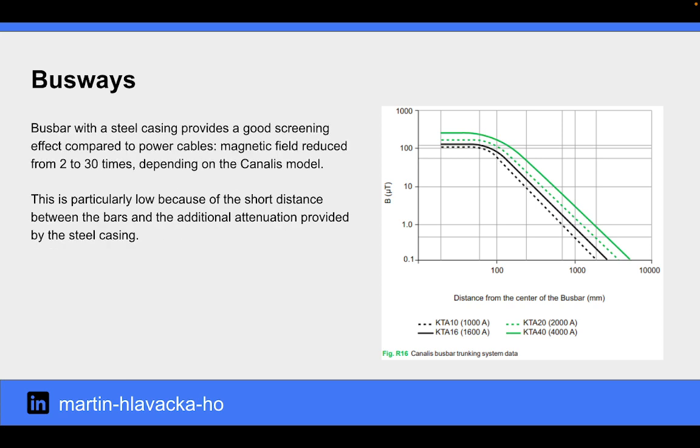A bus bar with a steel casing provides a good screening effect compared to power cables. The magnetic field is reduced from 10 to 30 times depending on the catalyst model. This is particularly low because of the short distance between the bars and the additional attenuation provided by the steel casing.